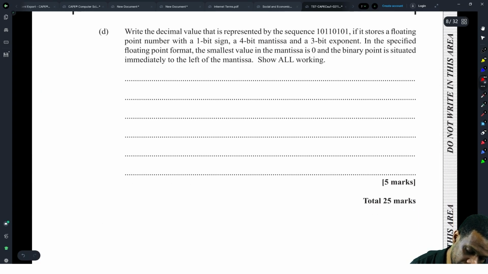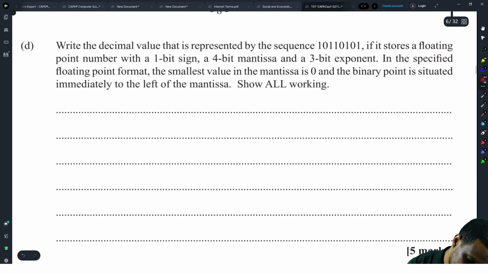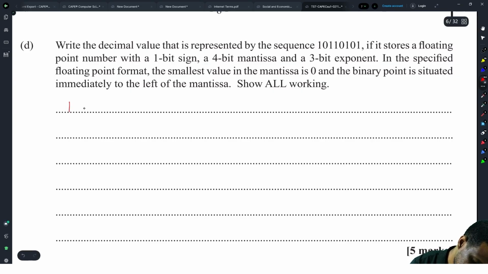Alright, write the decimal value that is represented by the sequence. The sequence is 1 0 1 1 0 1 0 1. They tell us that we have a 1-bit sign, so this is the sign. A 4-bit mantissa, so these are the 4 bits for the mantissa here, and then a 3-bit exponent. So this is sign, this is mantissa, this is exponent.